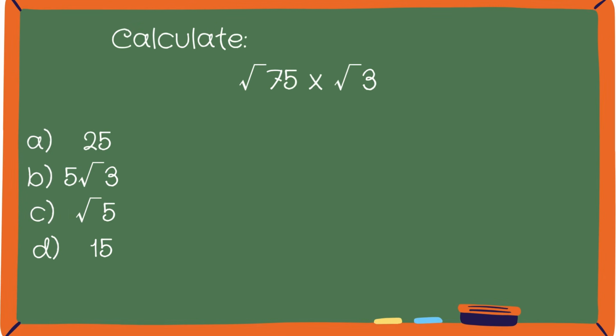Look at the following exercise. What is the square root of 75 multiplied by the square root of 3? Alternatives: A. 25, B. 5 root of 3, C. root of 5, or D. 15. What will the answer be? A, B, C, or D? Write your answer in the comments.